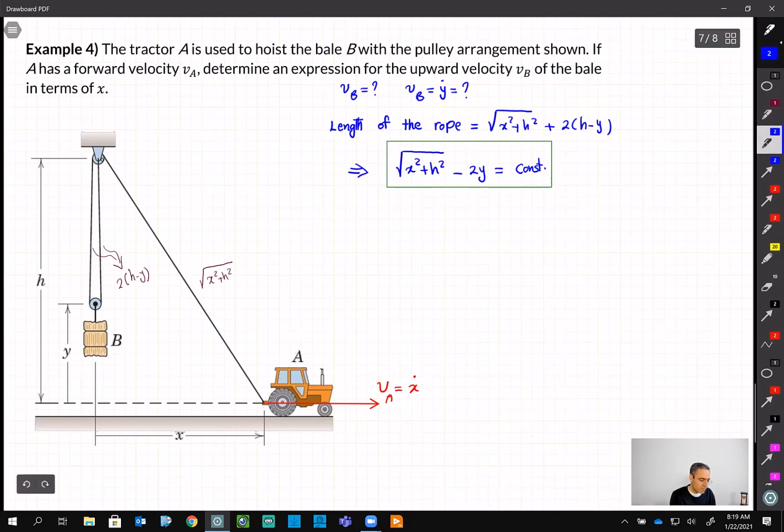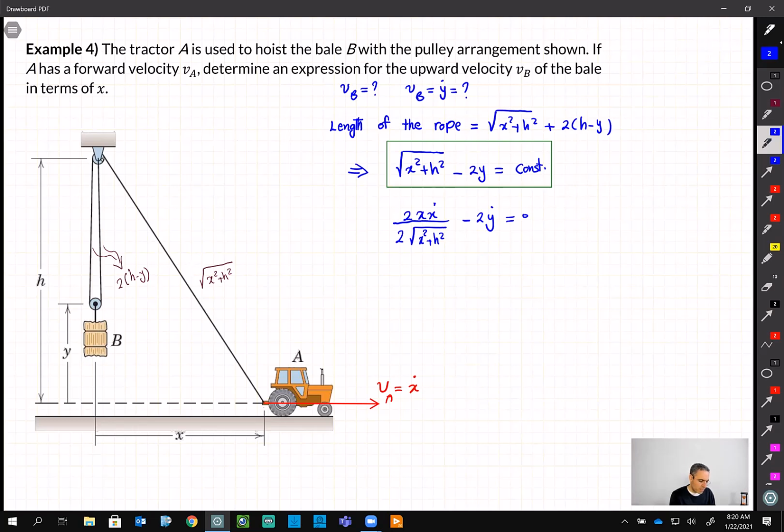Let's do that. Take the derivative of this. I'm sure you remember. So the derivative of the inside is going to be 2x x dot, divided by 2 square root of x squared plus h squared, which you can get rid of that too. And here we have 2y dot equal to 0.